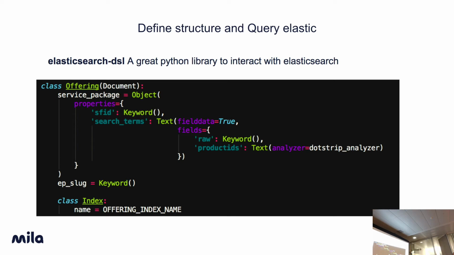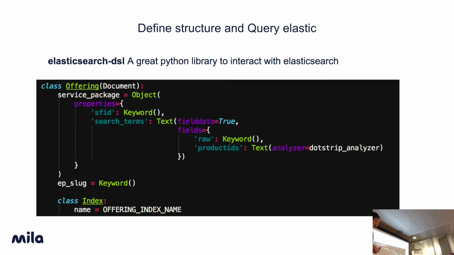So I mentioned the Elasticsearch DSL library, and it's a great Python library if you want to interact with Elasticsearch. I will show you some parts of it that we use. Here you can see the offering that I defined, and it's a document. Here I can define the structure of the documents that I want to index. In this case, you will see that I have some properties and an EP slug here. And this is the DSL that offers you that.